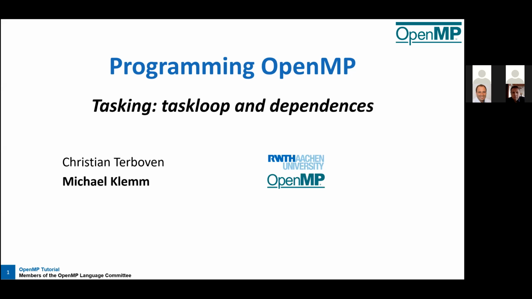So I'm going to talk about taskloop and task dependencies. Christian already talked to you quite a bit about how you can handle unstructured parallelism, so recursion or traversals of unbounded loops, and how you can parallelize that using OpenMP task. Now the question is, what if I do have something regular like a loop?